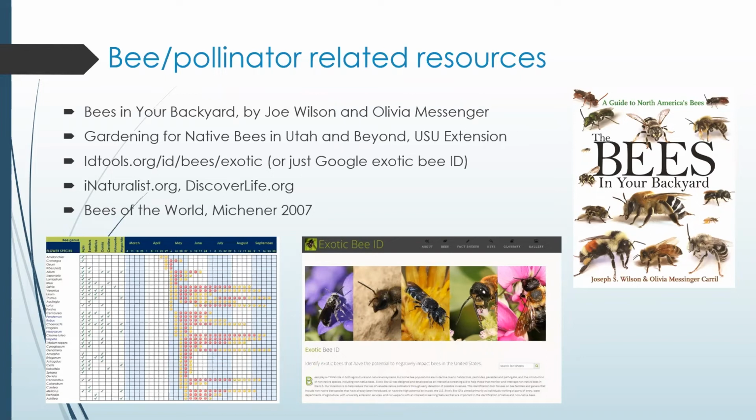USU Extension has a whole lot of resources on their website. I found that this gardening for native bees thing is really useful. Jim Kane, one of our scientists at the USDA ARS, put this together. He goes through and talks about flowers, when they're flowering, through the season, because one of the things you want to focus on in supporting native bee populations is having plants year-round for them to visit. And so it kind of goes through each plant that is good for the bees and what their blooming season will be and things like that. So that's a really good resource.